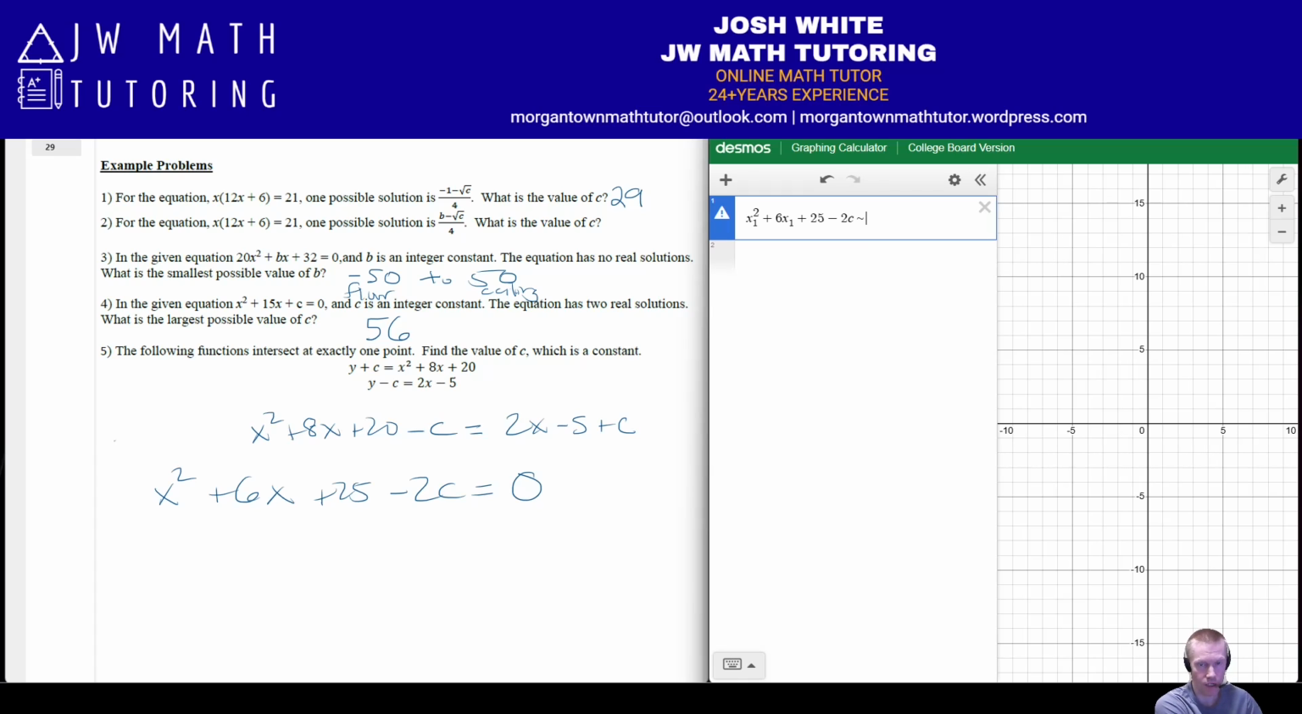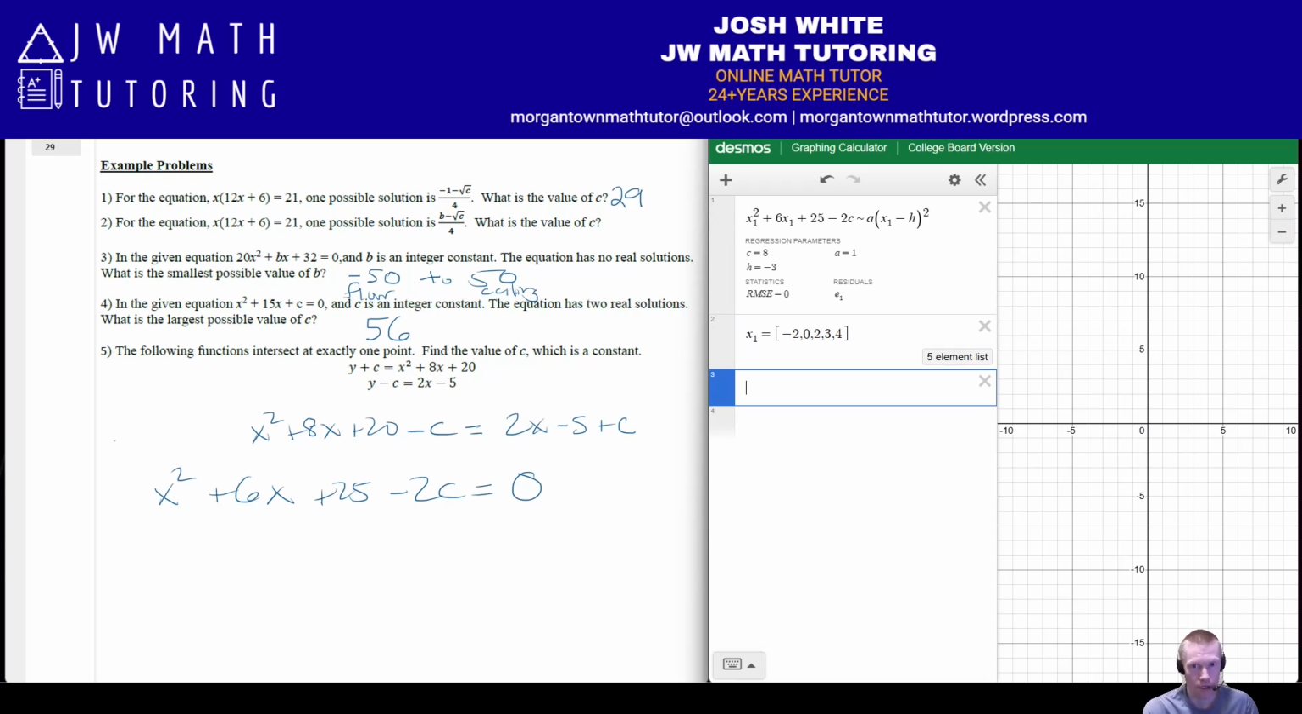And we're going to do regression to, again, vertex form, with the k value being 0. And now I will add my element list. Okay, so it gives me the value of c. So the correct answer to this question is positive 8. It also gives you the x-coordinate of the intersection point, which is going to be negative 3. Basically, it's h from the vertex formula here. So this h equals negative 3. That is the x-coordinate where these two graphs will intersect at one point.